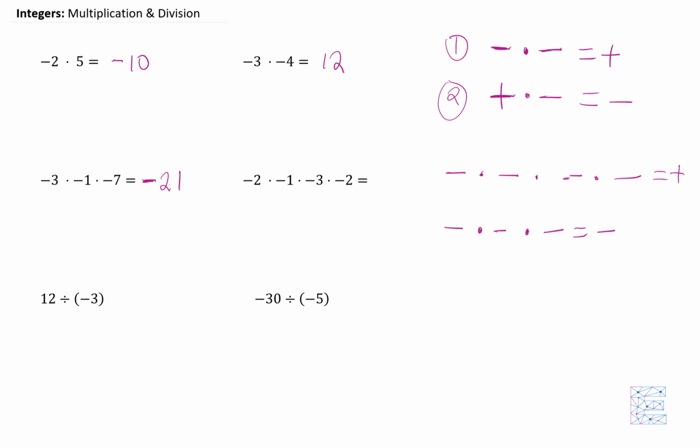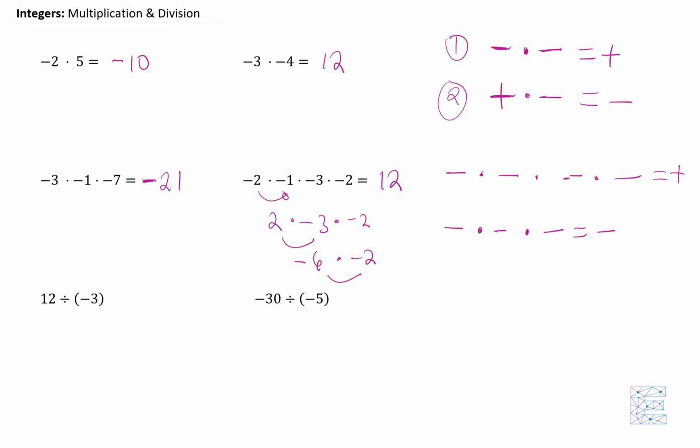For the fourth question, we have 4 negative numbers, and that would be a positive answer. So 2 times negative 1 is positive 2. And then I'm going to bring down the rest of these numbers that we haven't multiplied yet. 2 times negative 3 is negative 6. Then I'm going to bring down the negative 2 that we haven't multiplied yet. And then the negative 6 times the negative 2 gives us a positive 12. So as you can see, 4 negatives, because they are an even number of negatives, give us a positive answer.